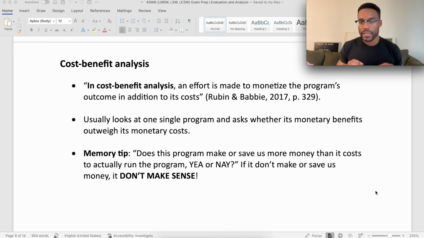So cost benefit analysis is literally looking at, hey, whatever this program intervention is, how much does it cost to run this actual program? Okay, it costs this dollar amount. Cool.